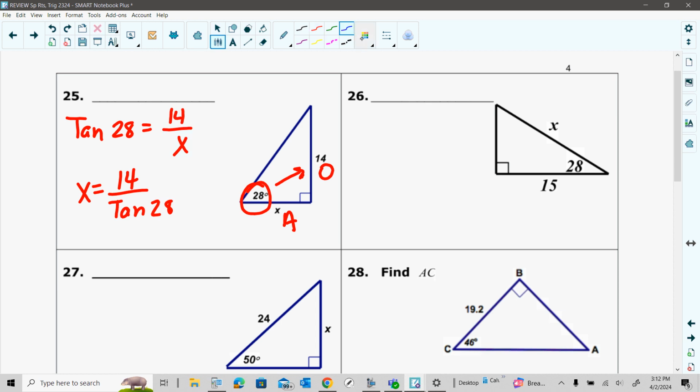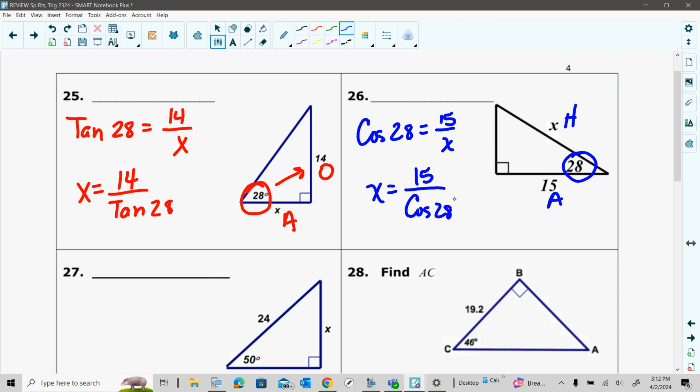Now on a problem like 26, the angle is 28. 15 is the adjacent. X is the hypotenuse. Sorry about that. If I have an A and an H, that is cosine. So this is cosine of 28 equals adjacent, that's the 15, over hypotenuse. Again, the variable's on the bottom, so we divide when that happens. So we're doing 15 divided by the cosine of 28.